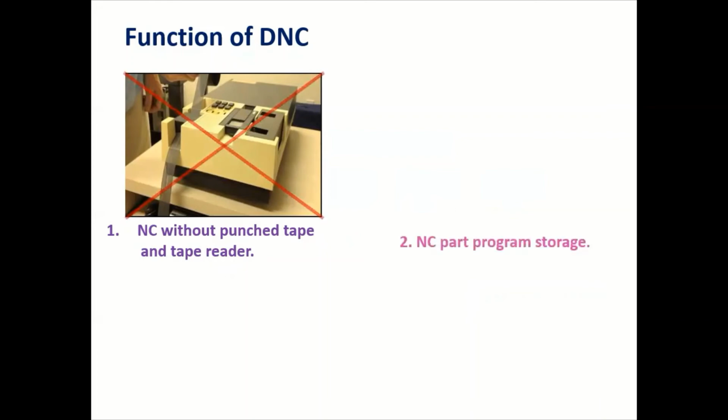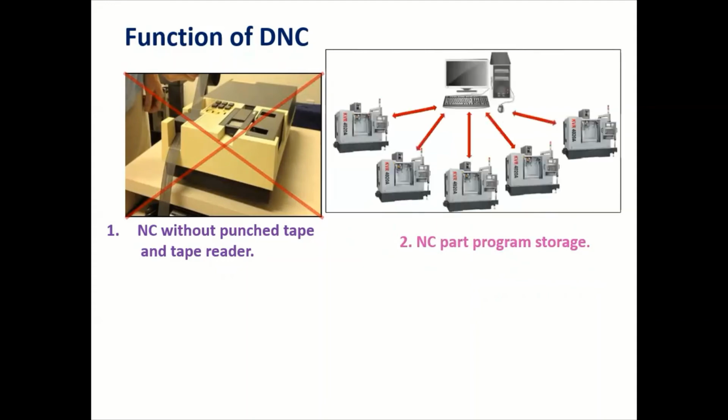The second function is NC part program storage. Many times in some machines, the memory available for the machining program is too small. In such cases, DNC stores the machining program on a separate computer, and it is sent to the machine one block at a time, so that we can operate all the machines through the central computer. So huge data can be stored.